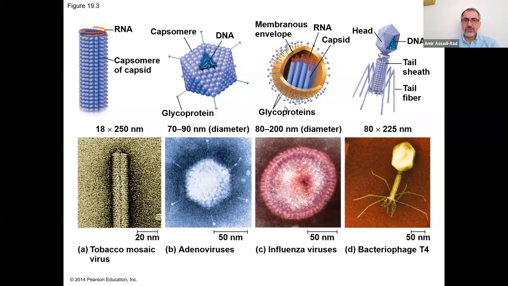So here is another virus. The blue is protein, and inside it has DNA, adenovirus. And then you have this influenza virus, similar to coronavirus. It has RNA, and it has the capsid protein molecule around it. It has an envelope. These two did not have an envelope. And when I say an envelope, you know what I mean by phospholipid envelope, okay? And then, of course, you have these spikes, which are glycoproteins, okay?